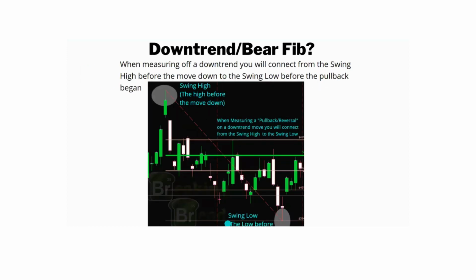Downtrend is the reverse. You're going to go from the high to the low. Make sure it's clearly a high and it's clearly a low. So you're going to connect from the highest high before the move started going down to the lowest low before the pullback began. So swing high, that's the top of this wick. Swing low, the bottom of this wick. You're going to place an anchor at the top, connect it to the bottom, and watch what price does to the right.